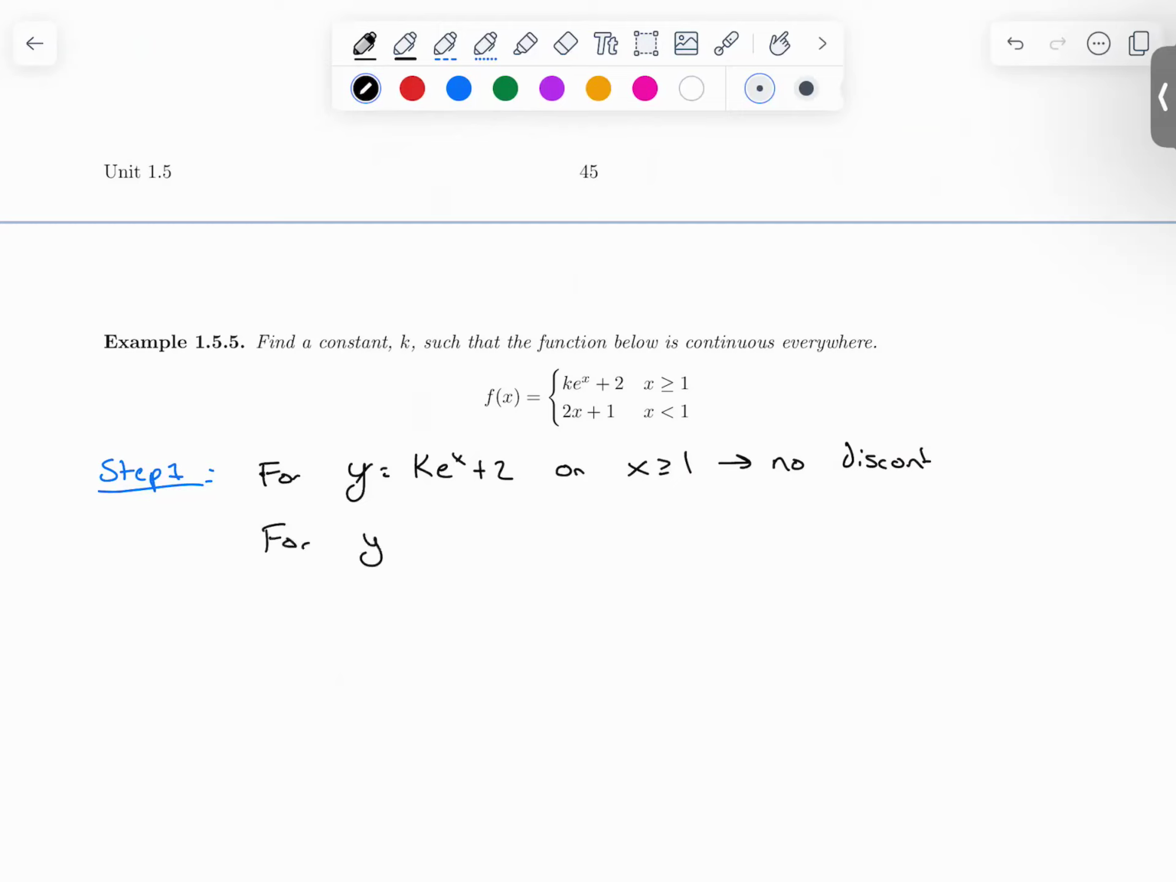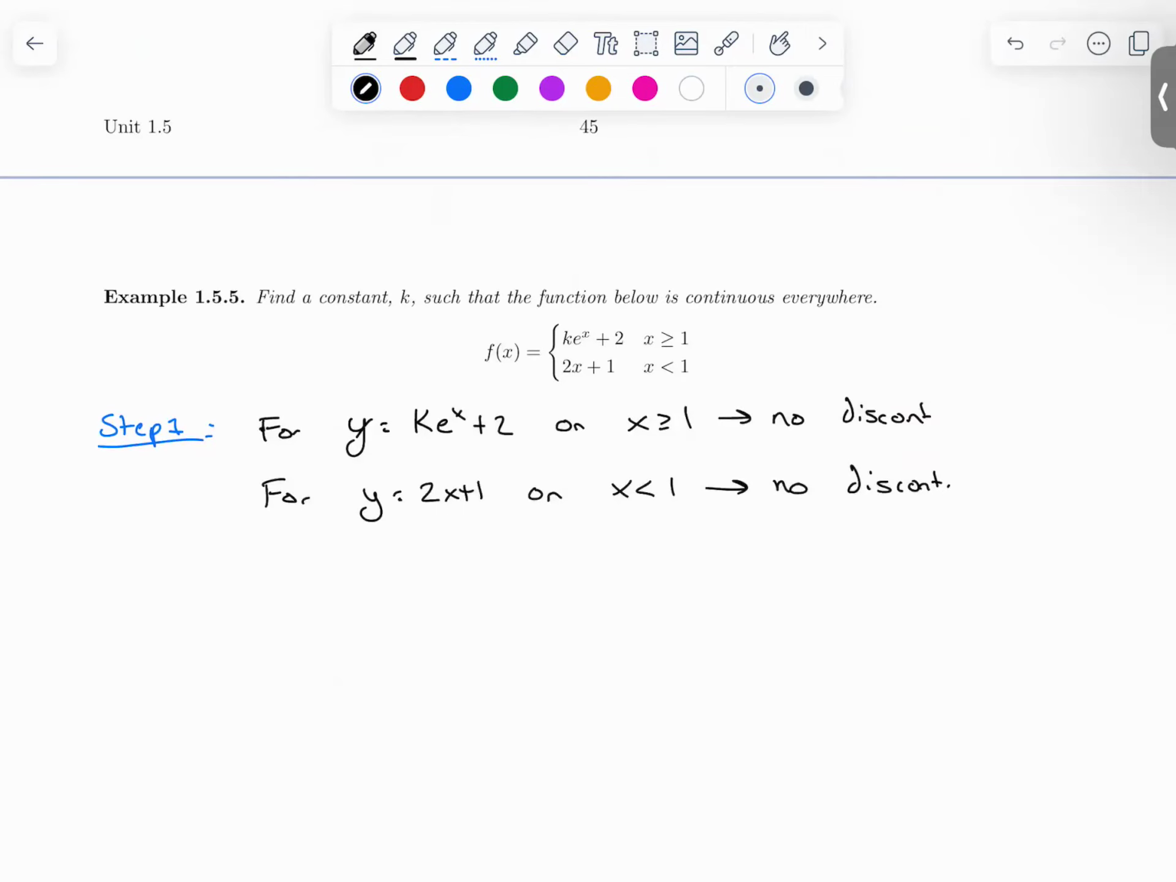For y equals 2x plus 1 on x less than 1, also no discontinuities. That step isn't required to check, because this is just asking to find what the k value will be, but it's not a bad idea to include it.